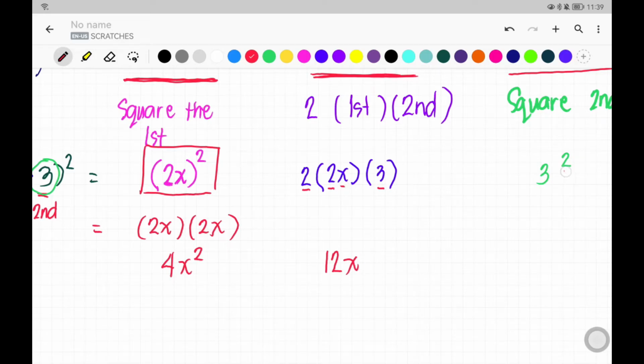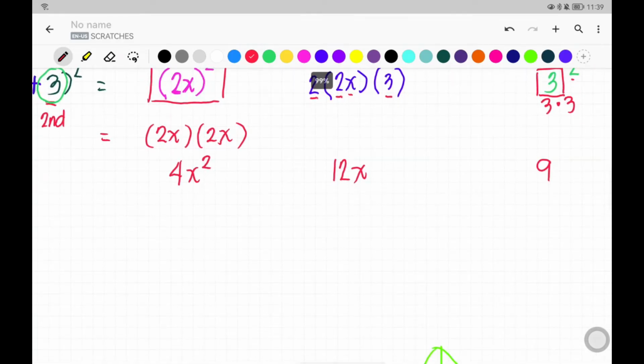The next, 3 squared means 3 times 3. Remember, the exponent tells how many times the base is to be multiplied by itself. So, therefore, that is 3 times 3, and that is 9. Now, let us finalize our answer, and this will be equal to 4x squared. Since 12 is positive, therefore, we're going to write plus here, plus 12x. And since 9 is positive also, therefore, we're going to write plus 9.